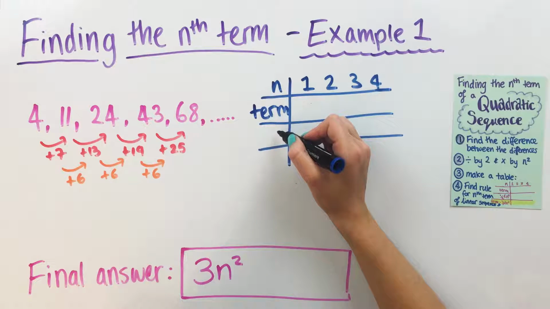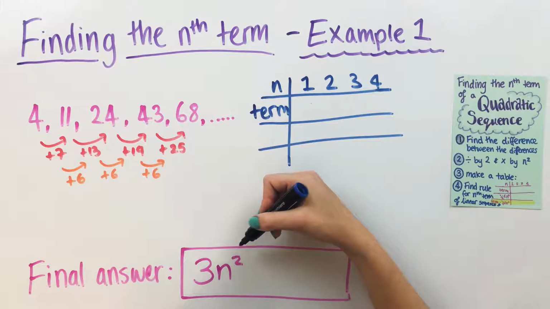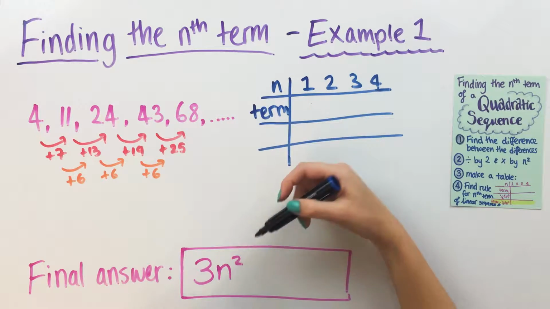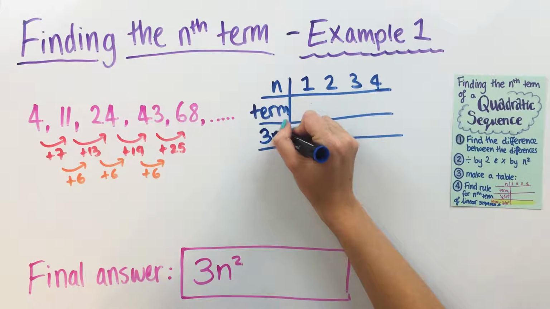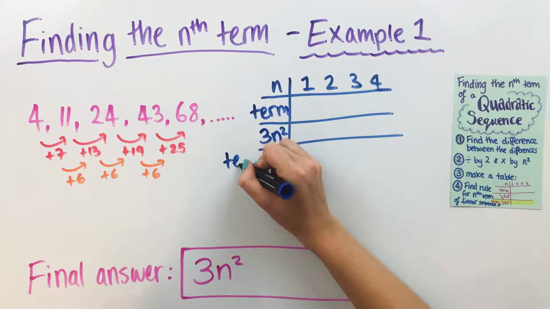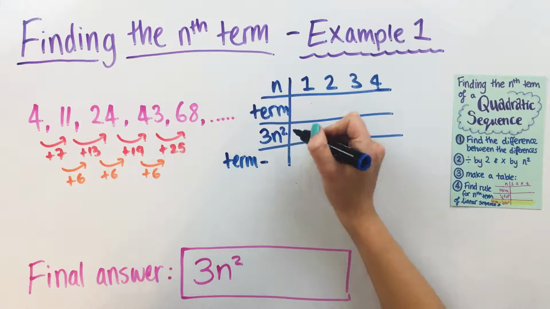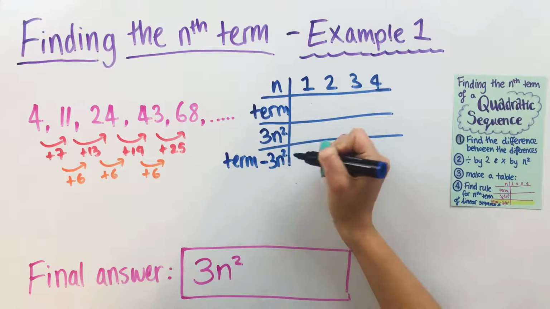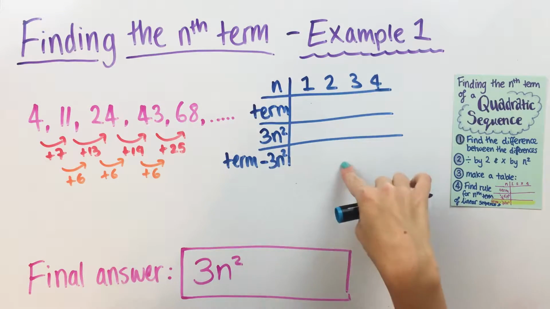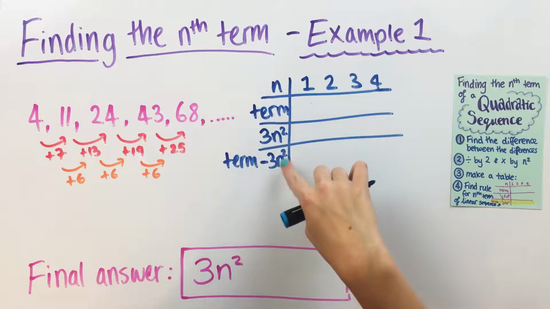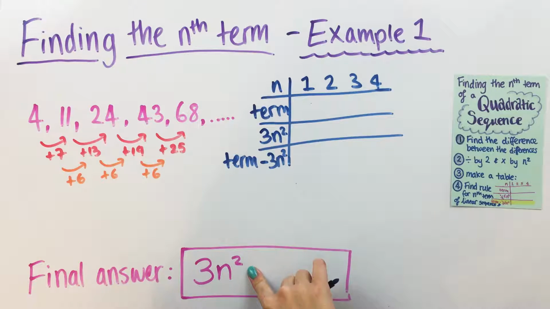In the third row, we write the part of our final answer that we've already calculated. So the difference divided by 2 times n squared, our 3n squared here. And on the bottom row, we write term minus whatever we wrote here, so our 3n squared. So you will need to remember this table format. The table's always going to look like this, apart from you replace 3n squared with whatever you've already put in your final answer box here.